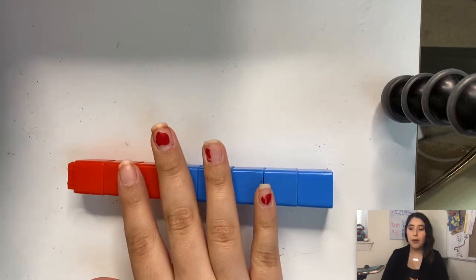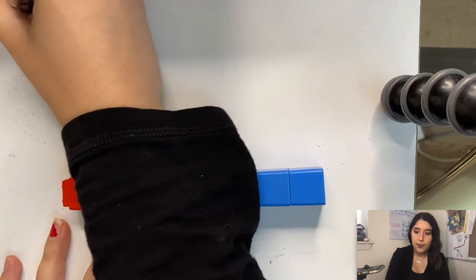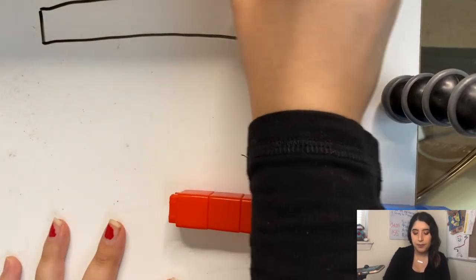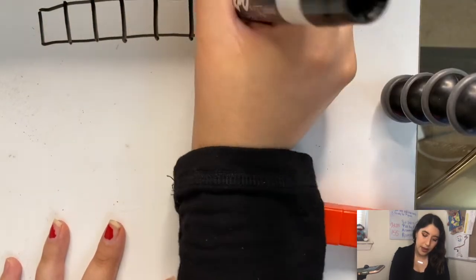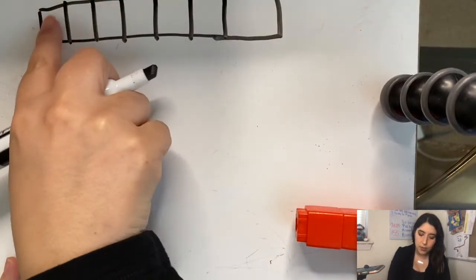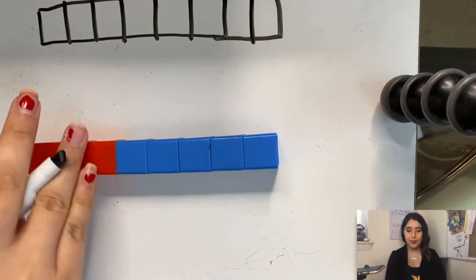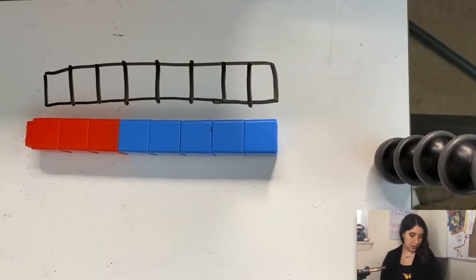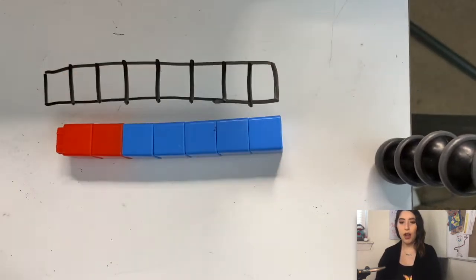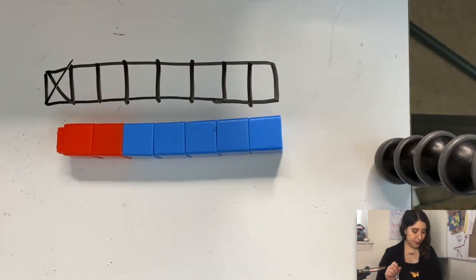Now we're going to draw what we just did on the whiteboard. So I'm going to draw my stick. 1, 2, 3, 4, 5, 6. 1, 2, 3, 4, 5, 6, 7. And one more, 8. So we drew our matching 8 stick. And what should we do to the one that we broke off and took away? Cross it out. Very good.